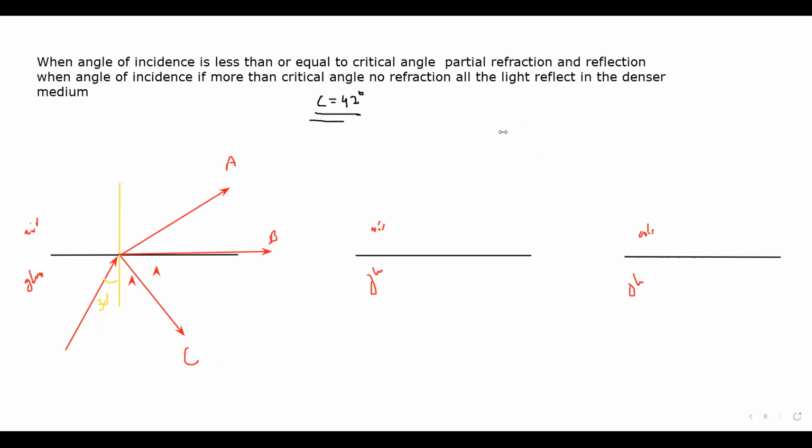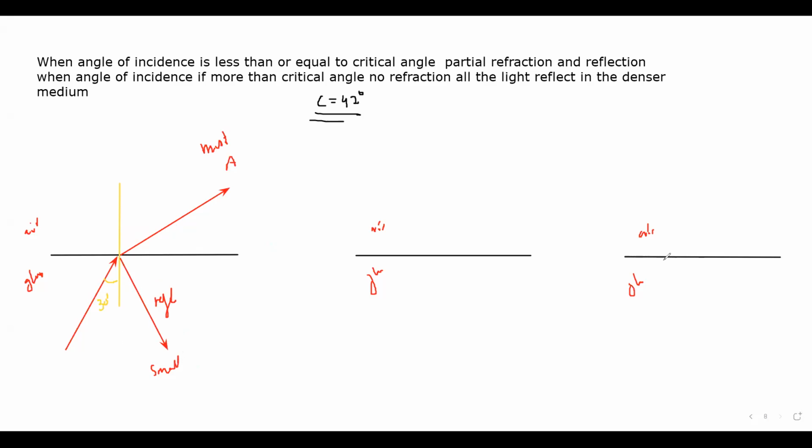So it is less than the critical angle, and it will follow path A. That's right. But we also observe a partial reflection, meaning a very small amount of light. Most of the light is refracted. Mostly what happens is refraction, but a small proportion, not too much, is reflected. This is called partial reflection and refraction.